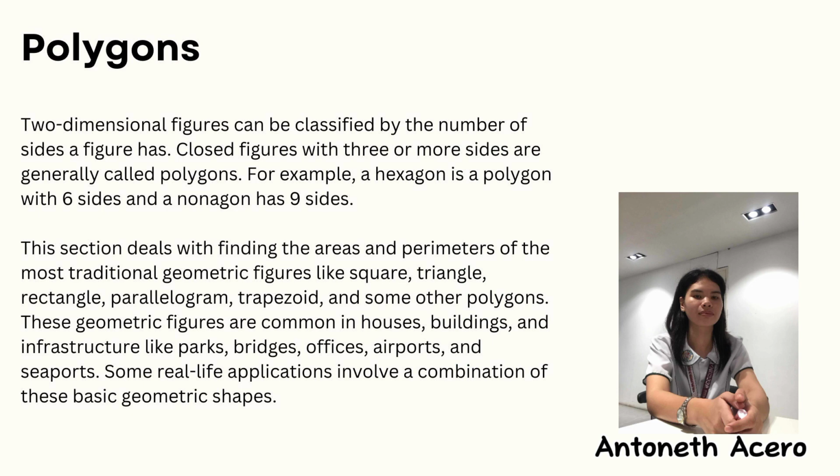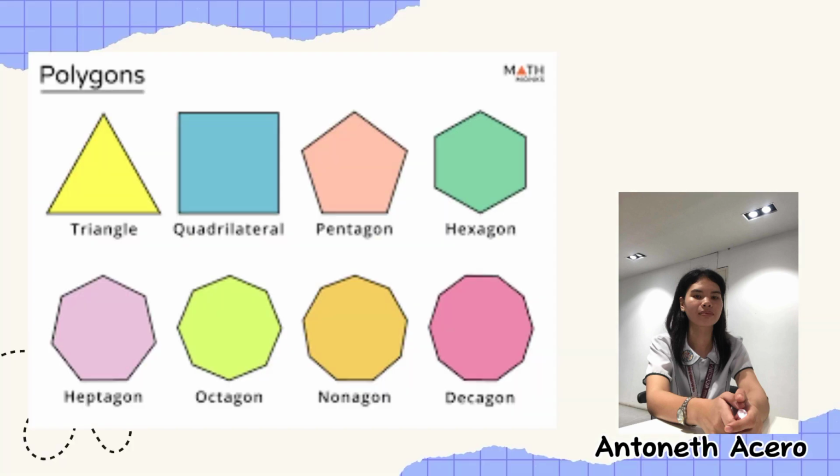Polygons. Two-dimensional figures can be classified by the number of sides a figure has. Closed figures with 3 or more sides are generally called polygons. For example, a hexagon is a polygon with 6 sides and a nonagon has 9 sides. So both hexagon and nonagon are polygons.